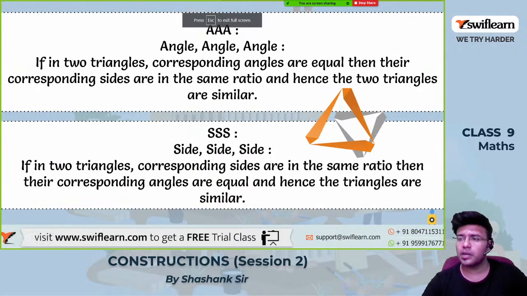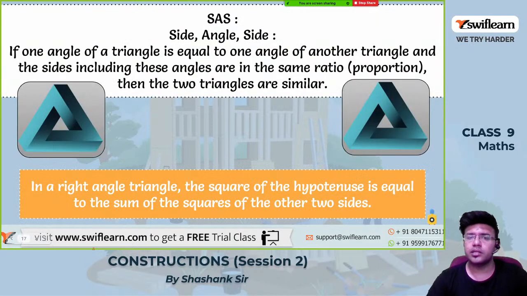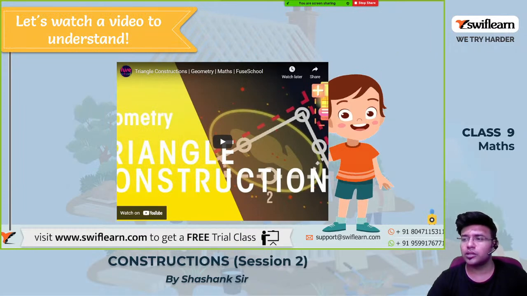criteria for similarity. Now we have one more criteria, which is side angle side. If one of the angles of the triangle is equal to another angle of the triangle and the sides including this angle are in the same ratio, then the two triangles are similar. We have learned this criteria in the previous chapter. In a right angle triangle, the square of the hypotenuse is equal to the sum of the squares of the other two sides. Yes, we have studied this Pythagoras theorem.